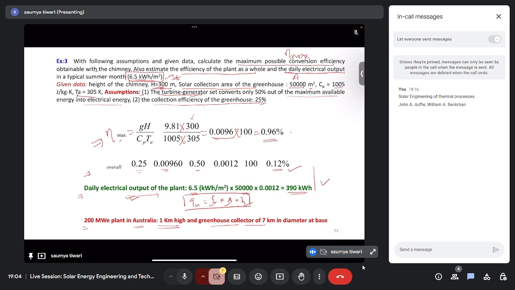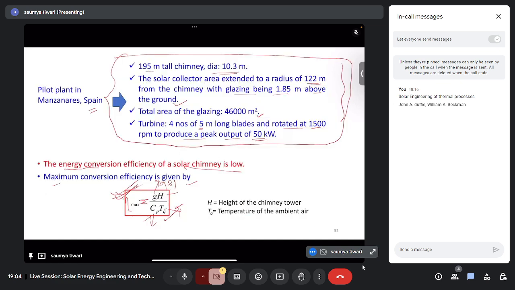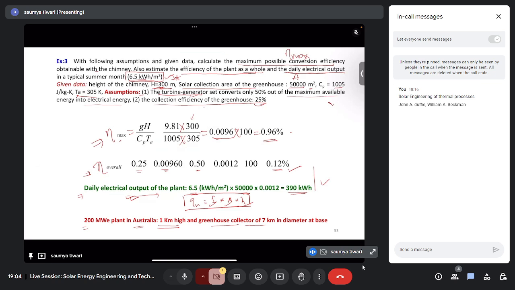If you want to calculate the efficiency of the plant as a whole, in the plant we have this greenhouse, and we have this turbine fan and generator unit. What's given in the question is that the collector efficiency of the greenhouse is 25% and the turbine generator set efficiency is 50% only. So whatever maximum available energy is there, it is converting only 50% of that.